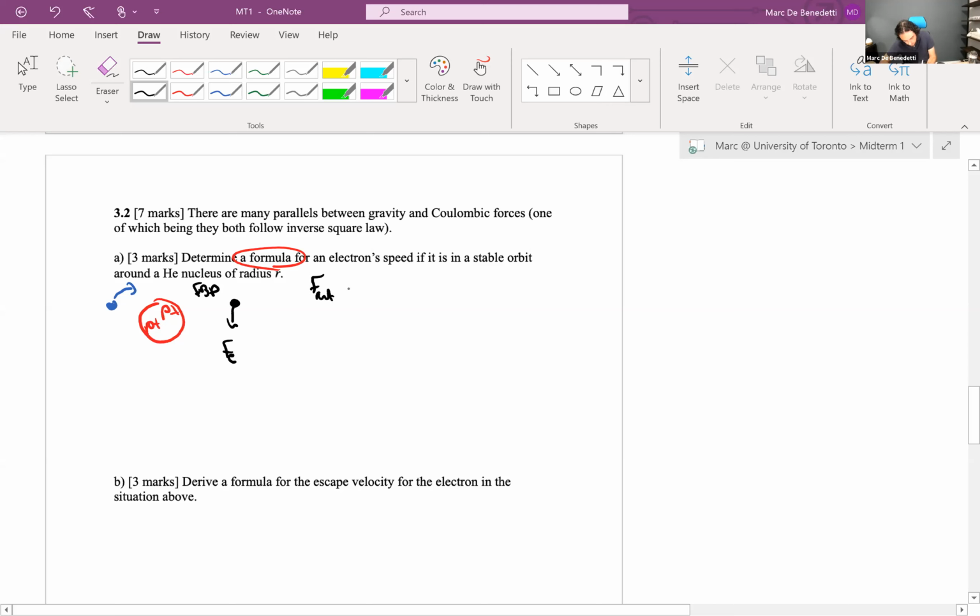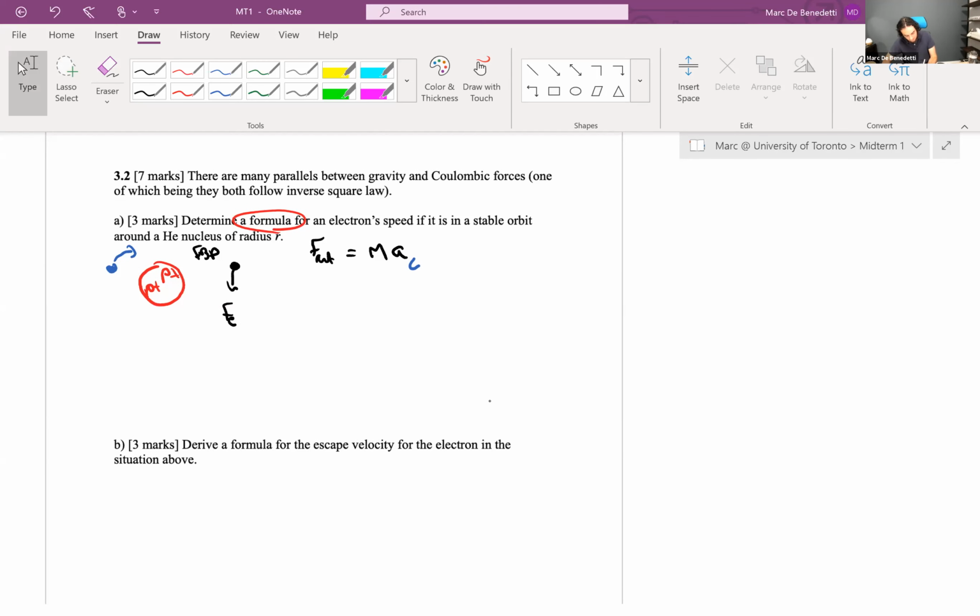So we do what we learned in 136, free body diagram, then we go with F net equals ma. We are in circular motion here, so it's not just regular a, it is centripetal a. So we just write a sub c there. The net force, as I can see from my free body diagram, is just the electric force, and this is going to be mv squared over r.